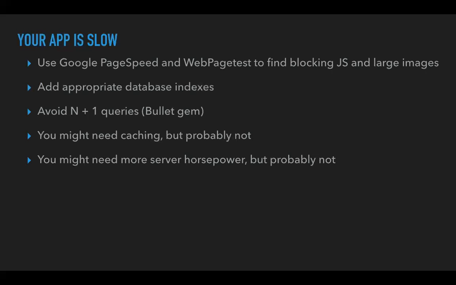forth. There's gems like the bullet gem that do a pretty good job of helping identify where you maybe have these. You load a page, and it'll come up and say, oh, it looks like you've got these ugly queries that you could simplify.